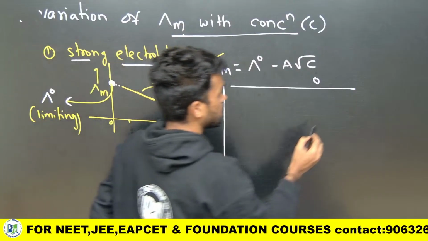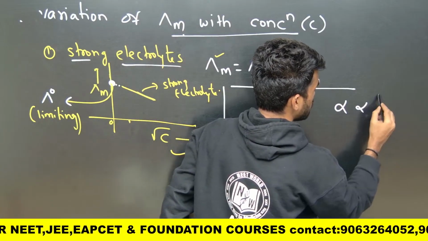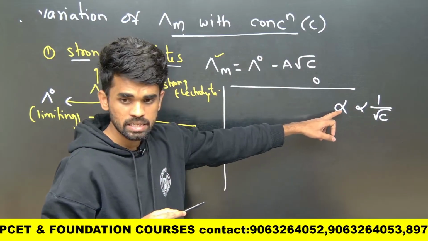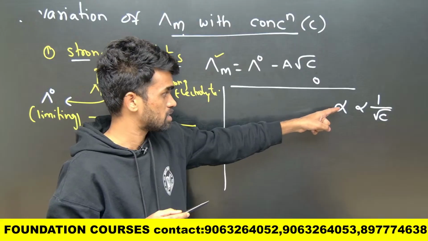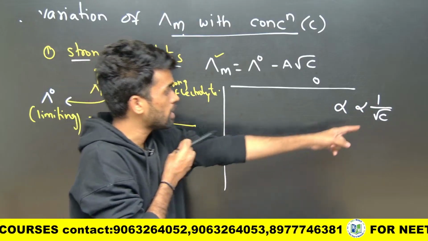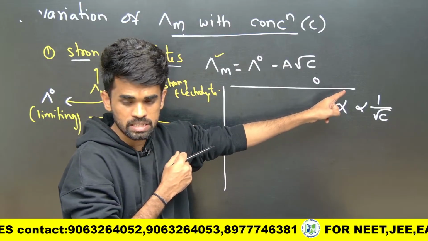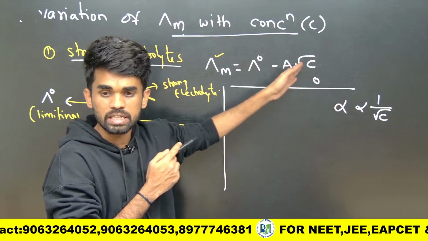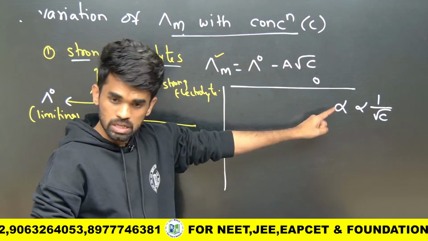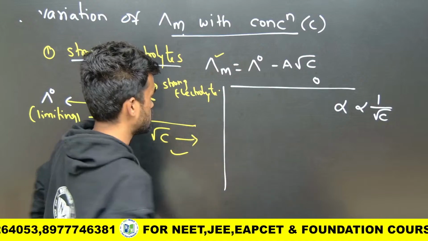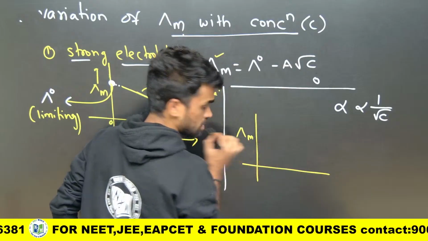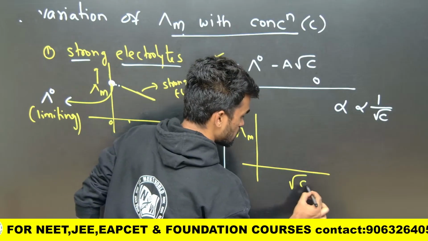We know that in the case of weak electrolytes, alpha is inversely proportional to concentration. If the degree of dissociation alpha increases, the concentration should be decreased. Upon dilution, the degree of dissociation increases, so conductivity also increases. So conductivity is directly proportional to alpha. From this point I am taking molar conductance on one axis and root C, the concentration, on the other.